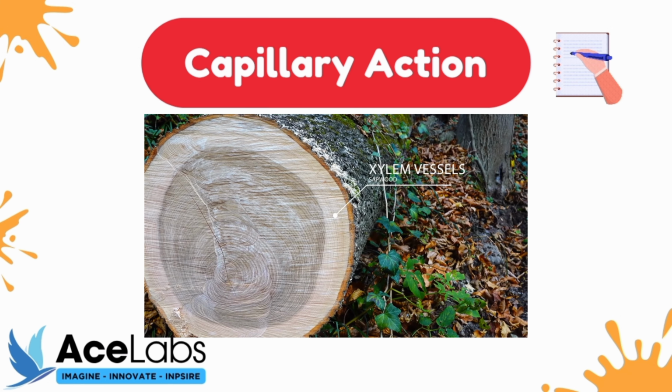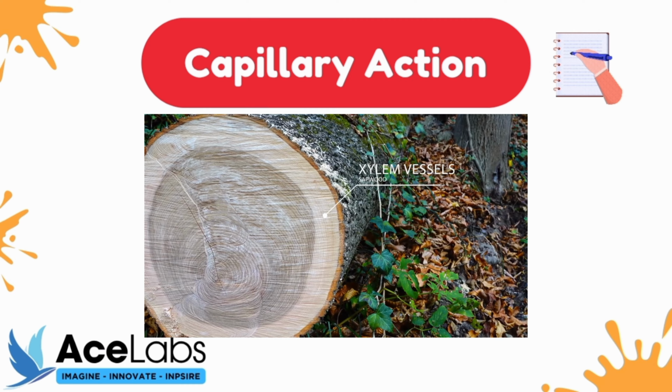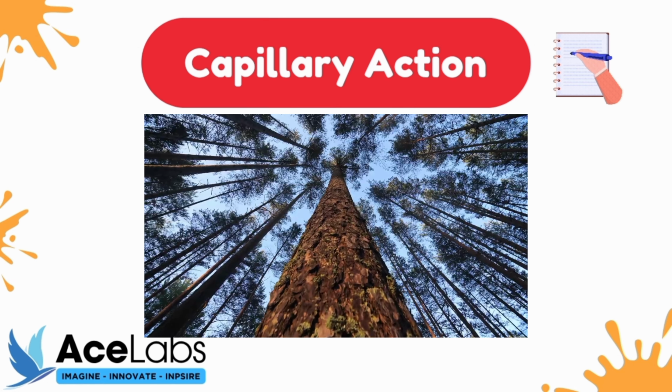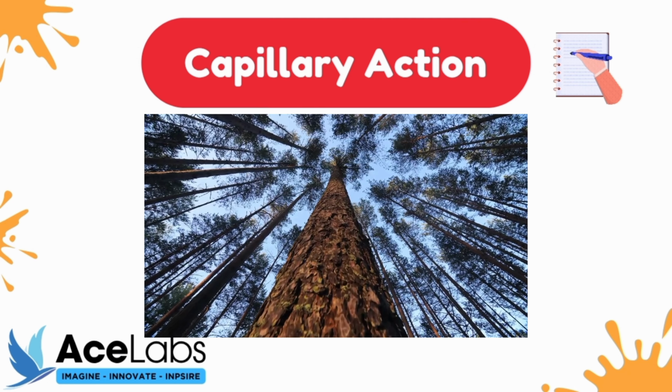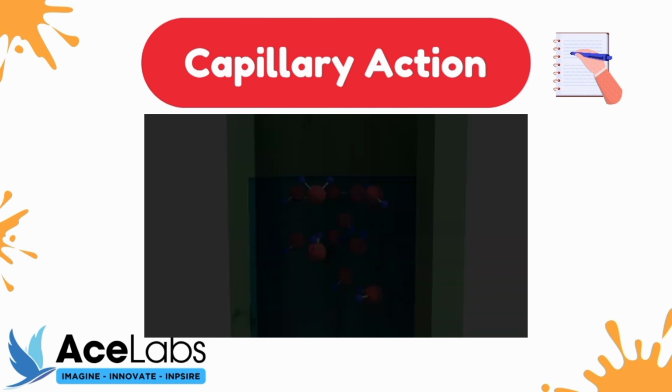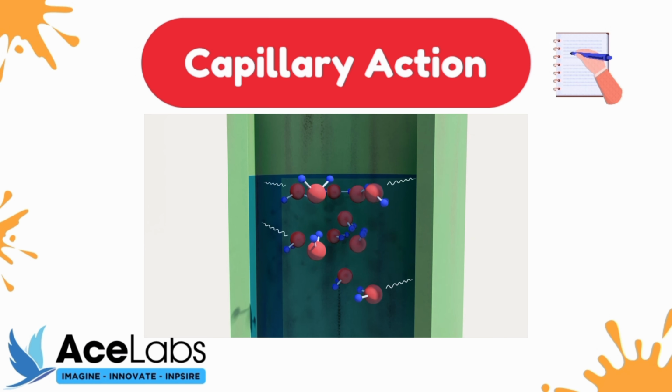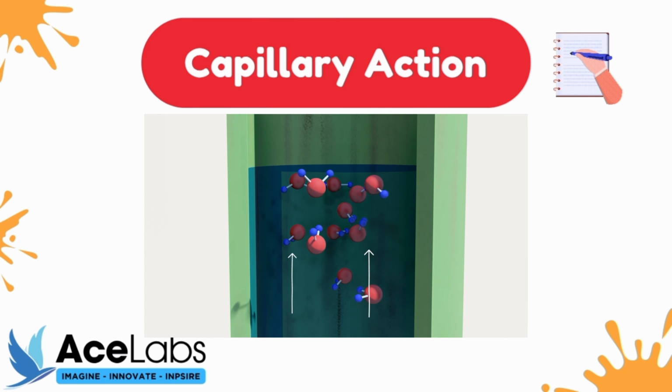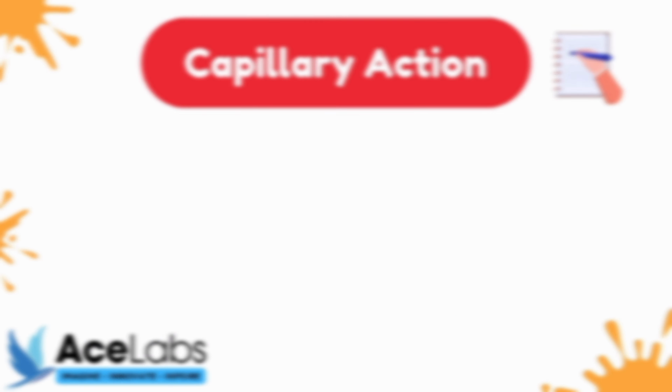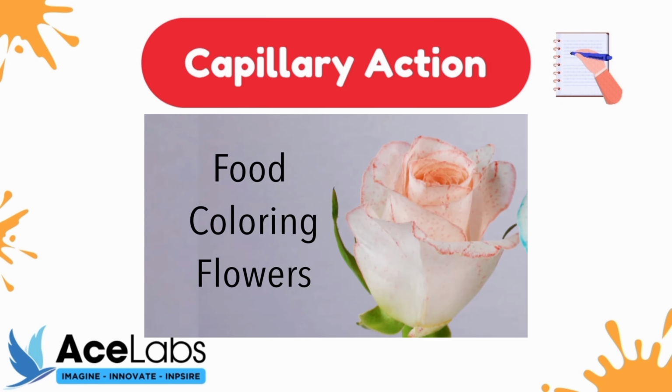Capillary action helps plants draw water up their stems, defying gravity, through tiny tubes called xylem. Here two processes are happening. Water molecules stick to the xylem walls, called adhesion, and water molecules stick together, called cohesion, creating an upward pull called capillary action. The same process you can also do at your home by food coloring flowers.